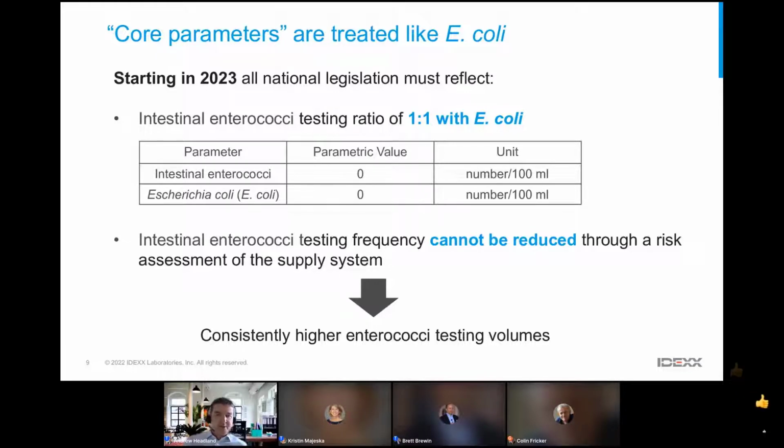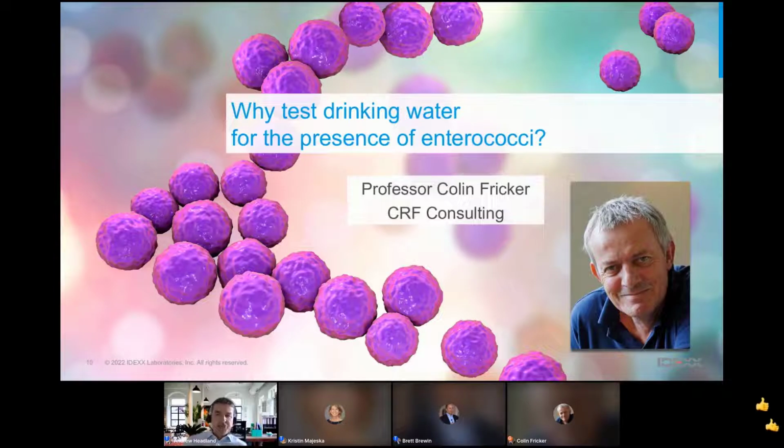So as Kristen said, it now gives me great pleasure to introduce you to Dr. Colin Fricker, who's going to discuss why drinking water is tested for the presence of Enterococci. Colin is Adjunct Professor of Environmental Studies at Queen's University, Kingston, Ontario, and has a long and distinguished career involved in water microbiology. He has published more than 90 peer-reviewed papers, edited 5 books, and presented over 200 papers at international conferences. Colin is also a consultant to many water utilities, some as far away as New Zealand, where he is on call to troubleshoot and give advice at a moment's notice. Welcome, Colin.